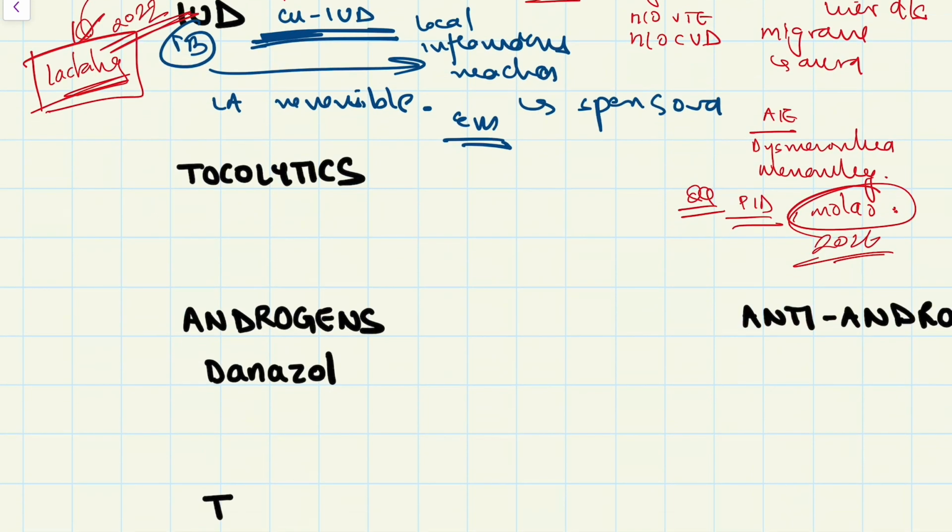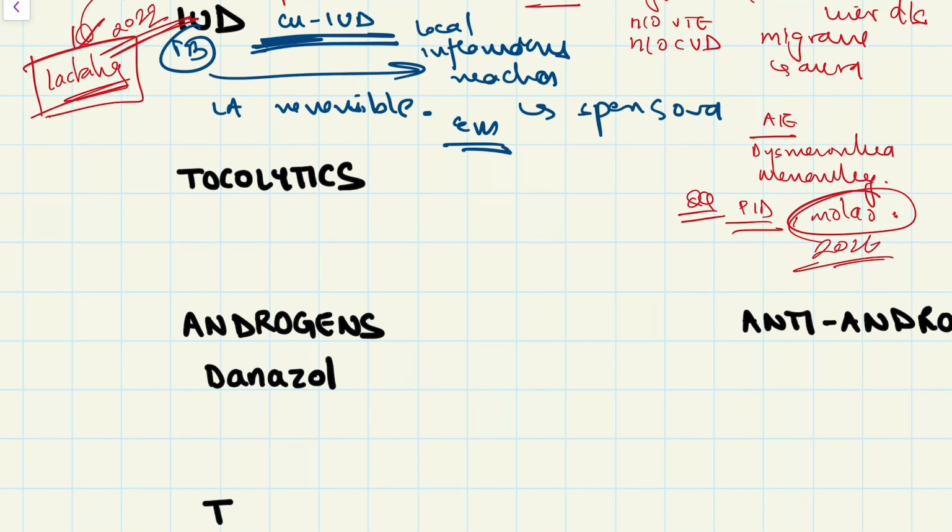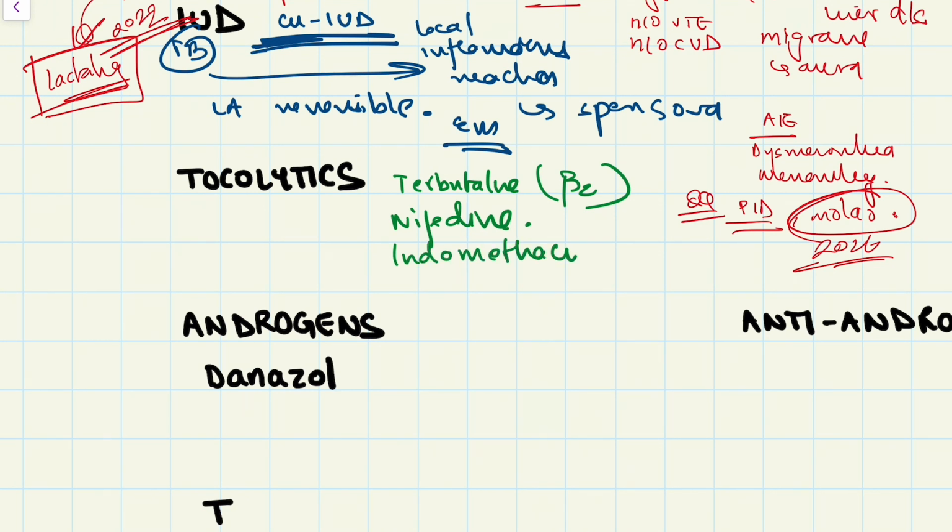Next we'll study some of the tocolytics. So tocolytics relax the uterus, right, and they include terbutaline, which is a beta-2 agonist, nifedipine, which is a calcium channel blocker, indomethacin, that is an NSAID, right? So they decrease the contraction frequency and they are used in preterm labor, and they allow the time for administration of steroids if the labor is preterm, so that it helps in promoting the fetal lung maturity, right?